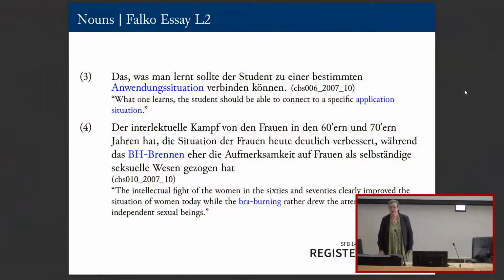This is L2 data. Again, we find wonderful words. Anwendungssituation. There's nothing wrong with it. It's used well. It is also, in some way, a discourse word because, in addition to the content, it has some discourse function because it points to things that were said before and that will be used later. In example 4, we have the wonderful word BH-brennen.